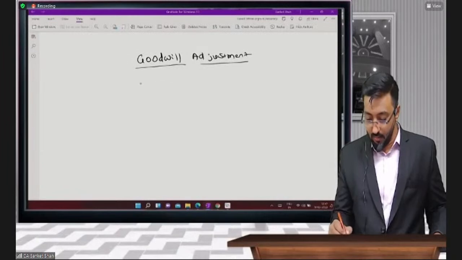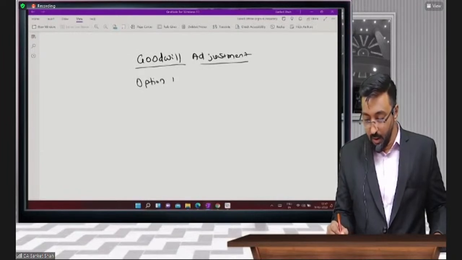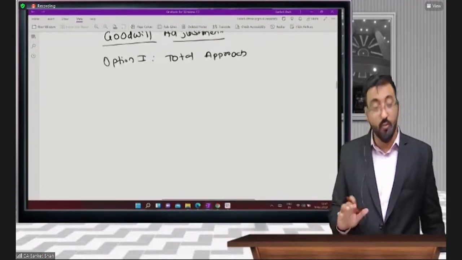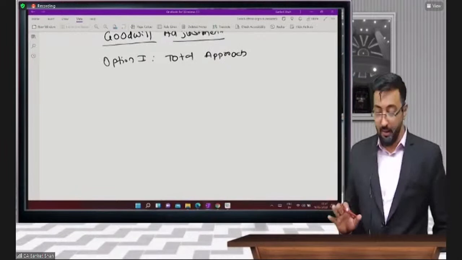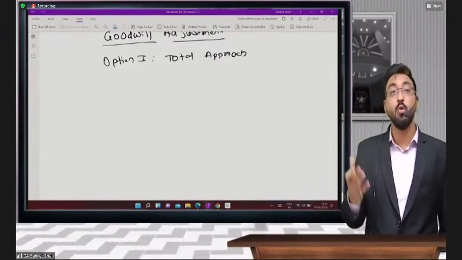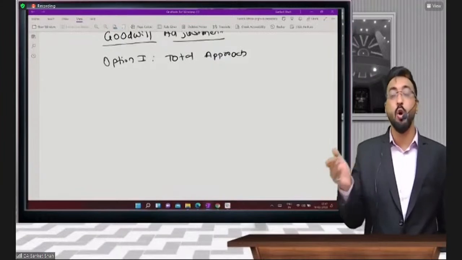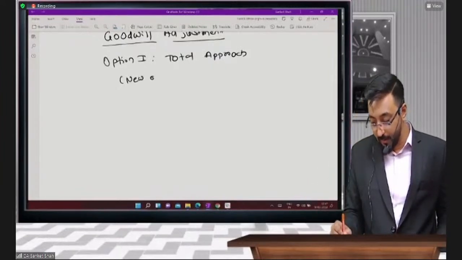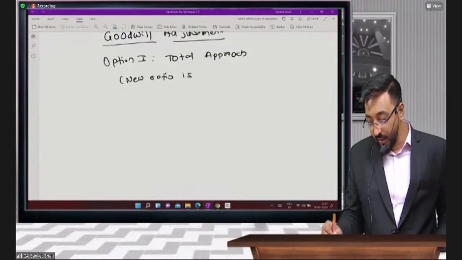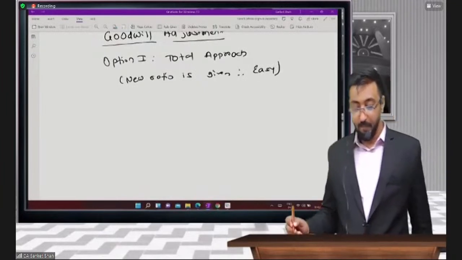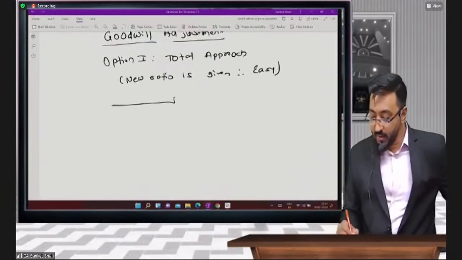Option 1, what we have followed here. Option 1, total approach. Now I am going to give you both approaches for goodwill. Now problem to problem, understand, you have to apply your mind whether you go by total approach or the other. Why I am using total approach over here? New ratio is given. Therefore, total approach is easy. Okay. Now, what is this approach talking about?